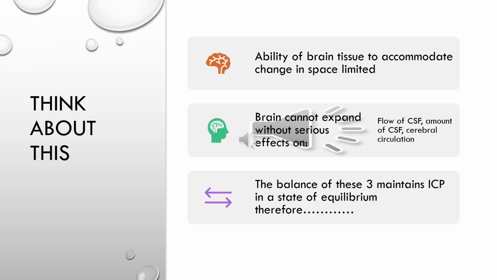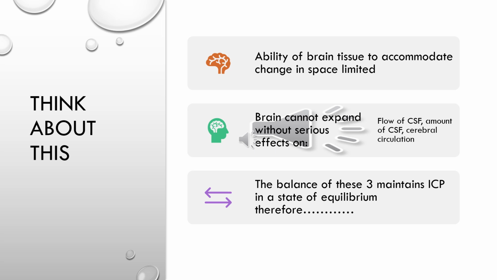So as it says, think about this. The ability of the brain tissue to accommodate change in a space is limited. Like I said, if we think of our skull, we know that when we're first born, we have little fontanelles, we have suture lines that are not closed in our skull, and those are all used to accommodate, number one, the birthing process. So things can compress as the baby comes down the birth canal.